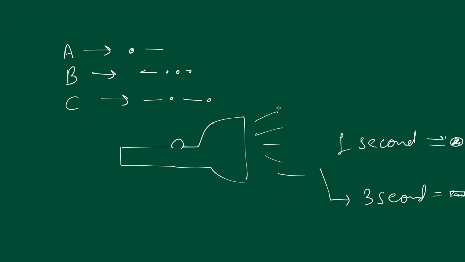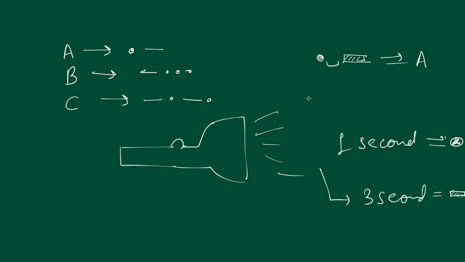So if they have to say A now, they would just do one blink, then pause for a second, and then blink for 3 seconds. And this would be equal to A. Now, this is more efficient than before.